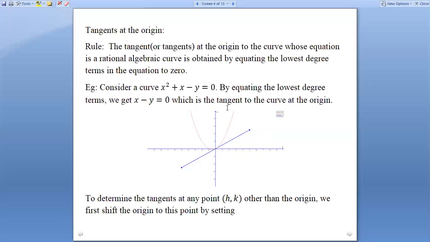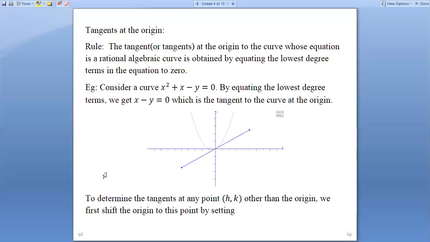Look at this example: the curve x squared plus x minus y equal to 0. This curve passes through the origin. This rule applies only when it is at the origin. So at the origin, you get x minus y equal to 0, or x equal to y, which is a line like this. This is the tangent to the curve at the origin. Suppose you have to find the tangent at a point other than the origin, say at this point.